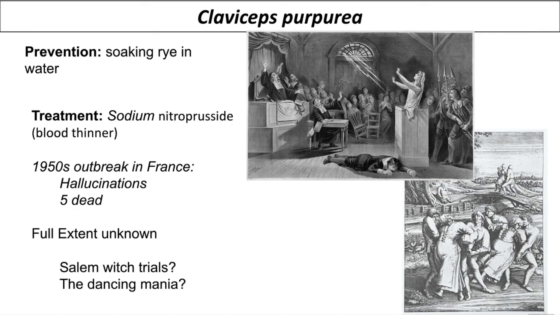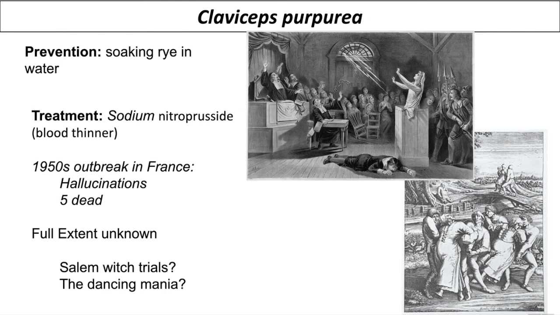Now, the last modern outbreak of this was in France in the 1950s, and it was characterized by several people coming down with hallucinations, and 5 people died in that outbreak. And the main reason for death was people hallucinating and then jumping off of buildings, things like that. So the hallucination part of the symptoms can actually be fatal as people put themselves into more and more dangerous situations.